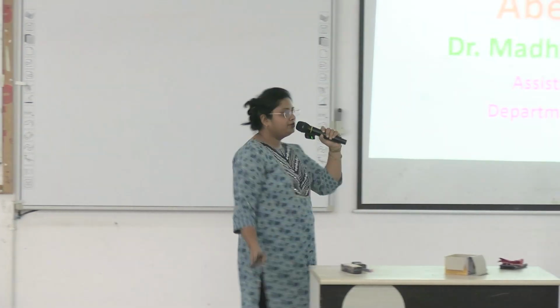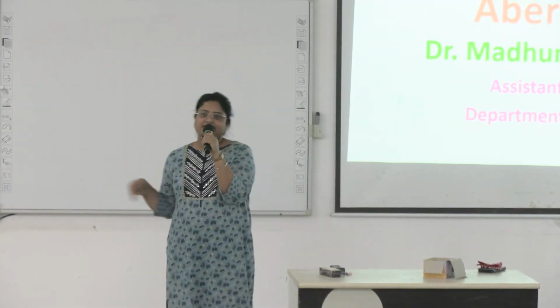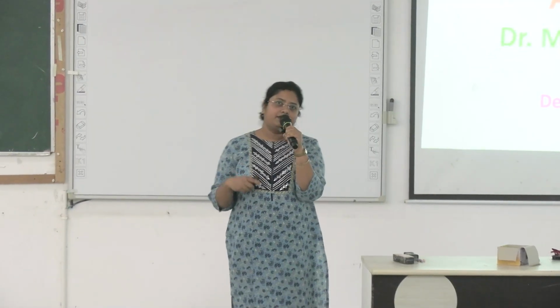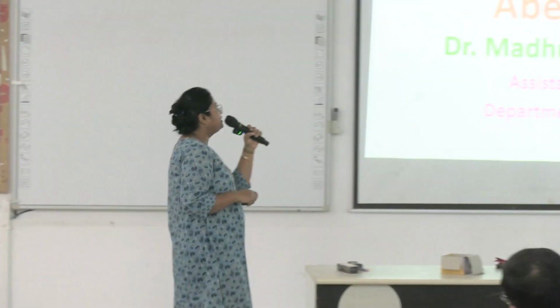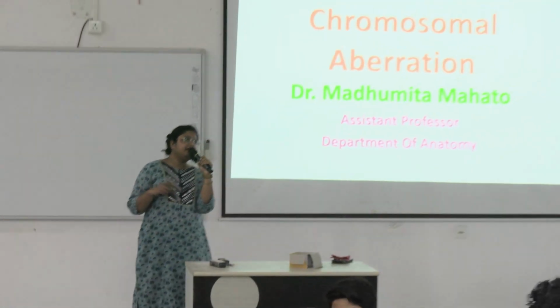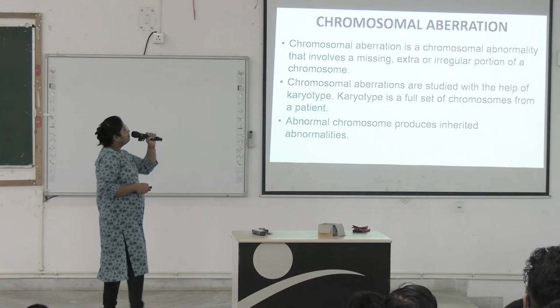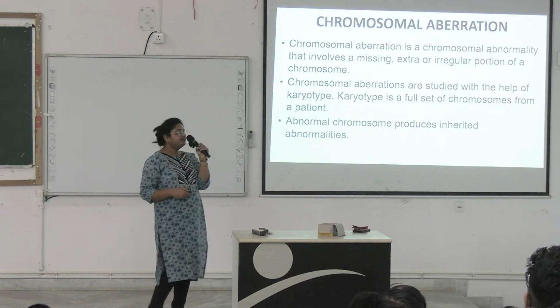Today we will continue genetics. We have discussed the structure of chromosome. So today we will discuss chromosomal aberration, the different abnormalities of chromosomes. So what is chromosomal aberration?